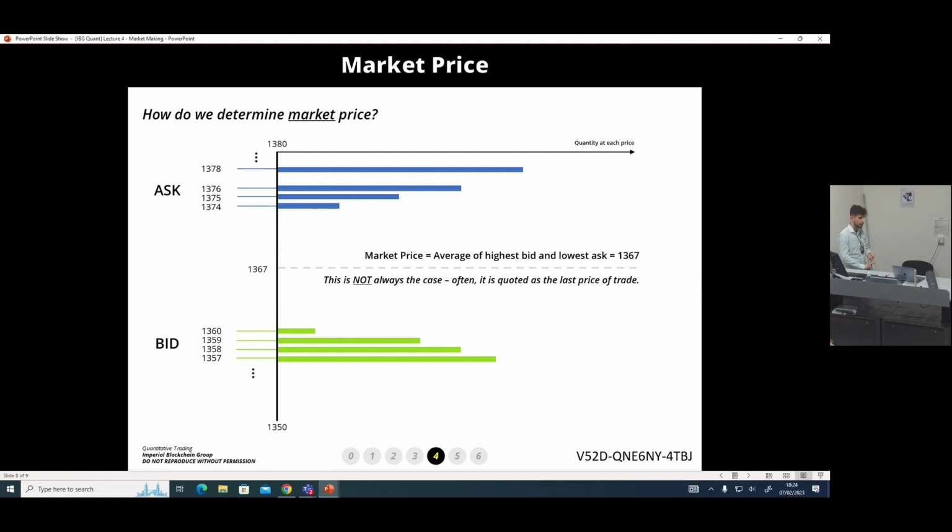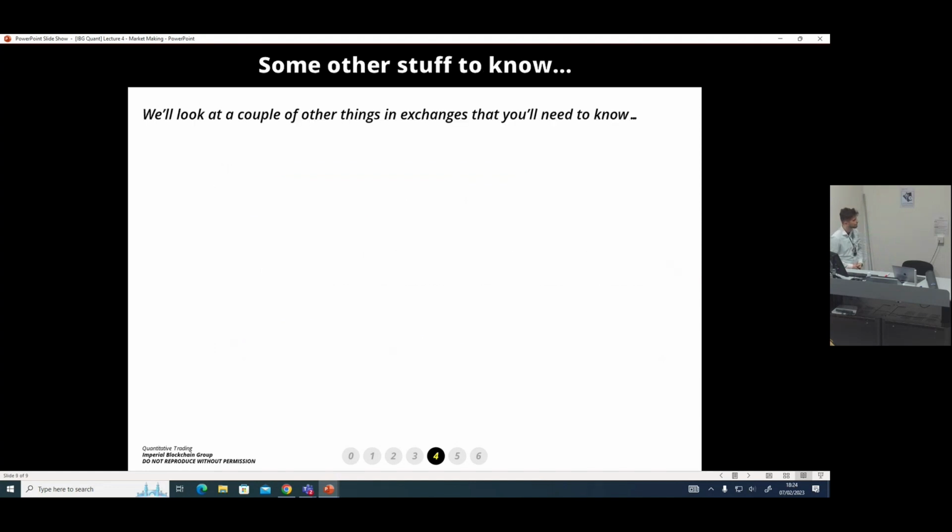It can be the last price at which a trade happened. So, for example, a trade might have happened around 1360 if somebody from the ask, from the sellers, was agreeing to move down in terms of their selling price. But sometimes it can also just be quoted as the middle, just as a metric to show where the market lies. Just a couple of other things before we quickly brush onto Hilliam.